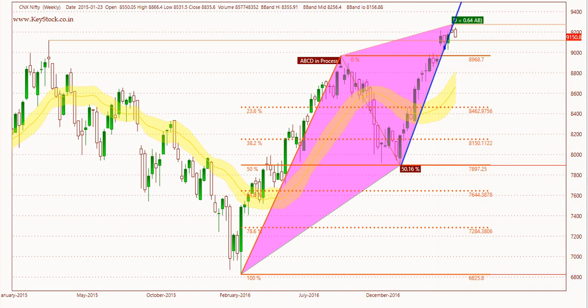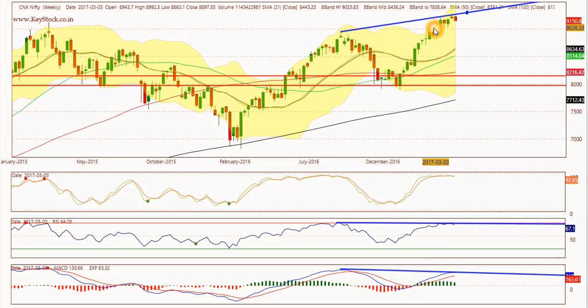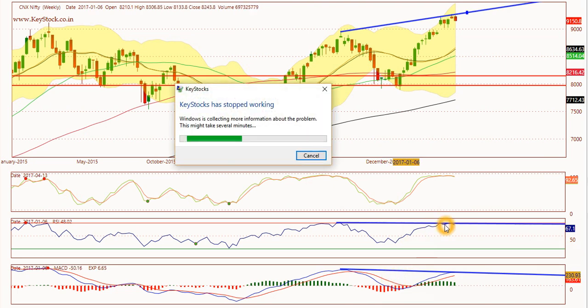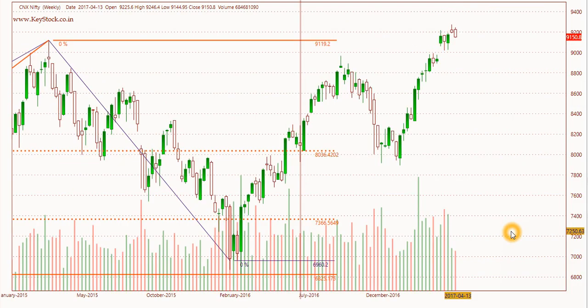Now let us review for the divergences. As you can see here, very mild bearish divergences are developing in Nifty Spot. This is the price chart where the trend line is sloping up, while in the RSI and in MACD, you can see the trend lines sloping down, indicating mild bearish divergences.